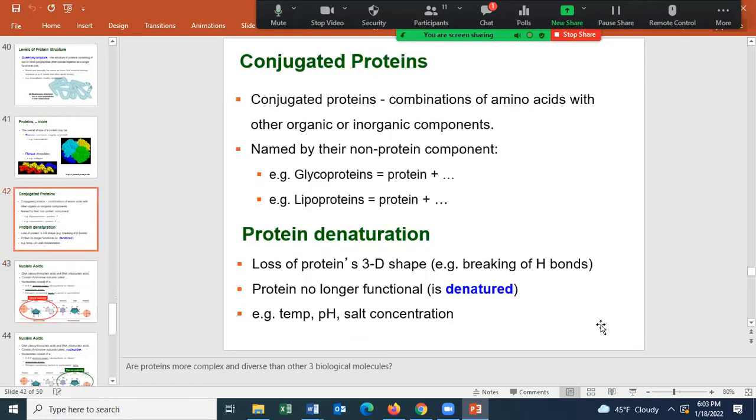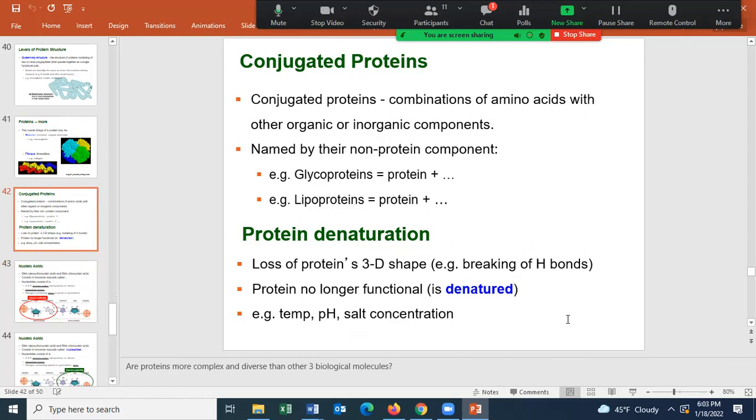Let me talk just a little bit about that. An example of protein denaturation is egg whites, which are a protein. When they're runny, the protein is not denatured. And then when you cook it, you denature the protein.